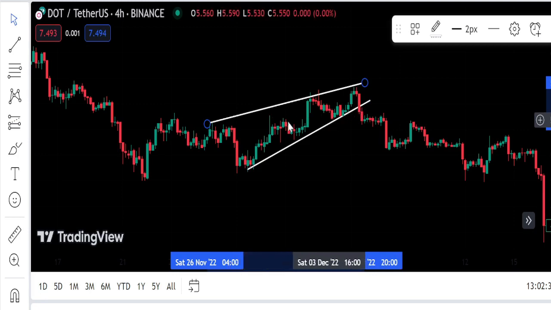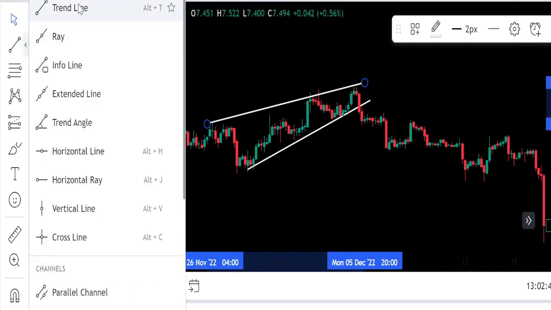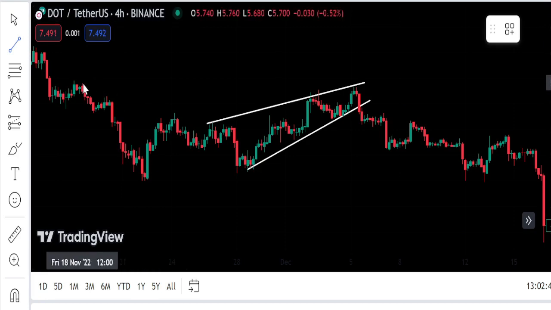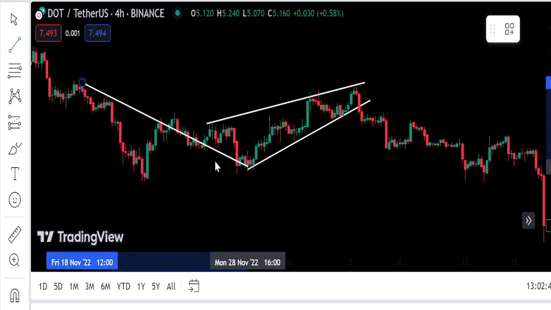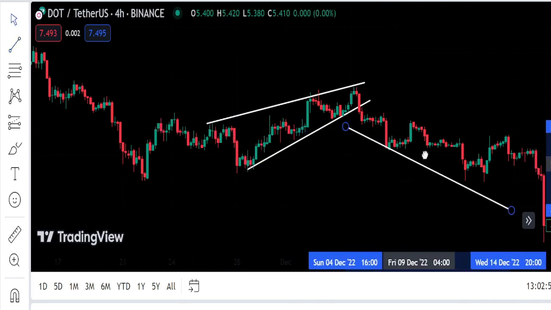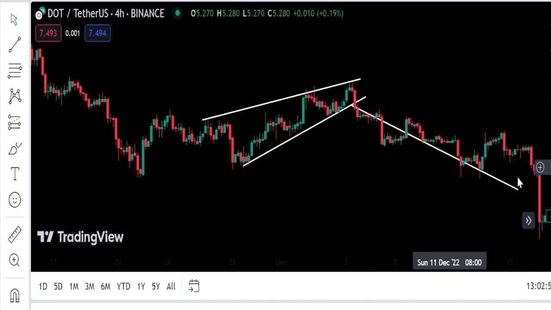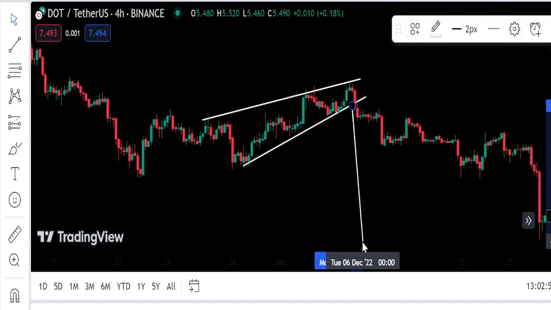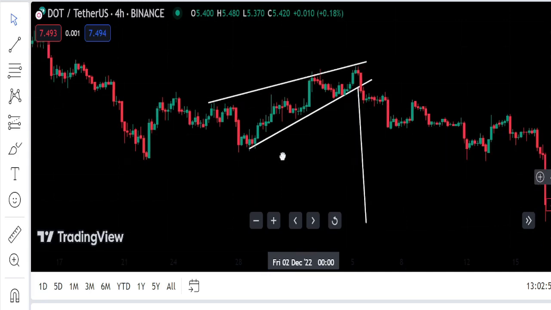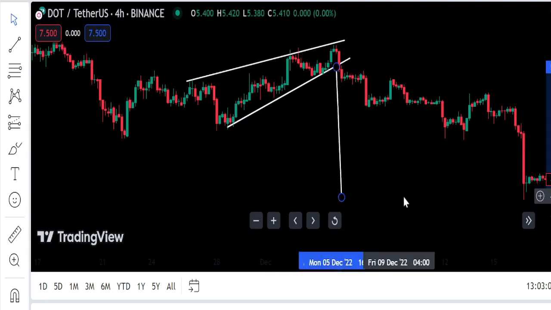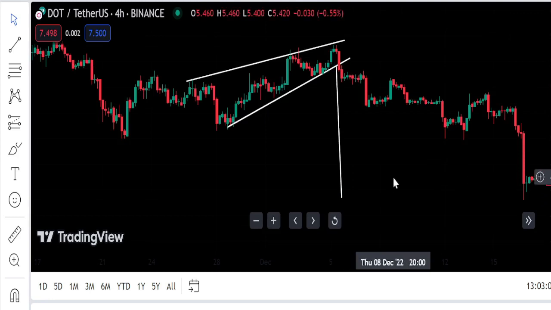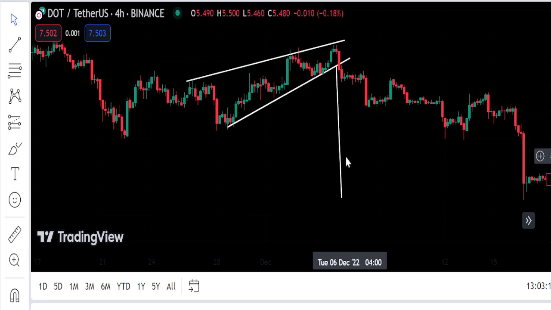So we already know how to take our profit or to target our price. It's the distance from here, about there, and if we project this price downward, it will give us a profit target of about here. So that's how we can enter the trade for a bearish reversal, a bearish pattern, a bearish pennant.